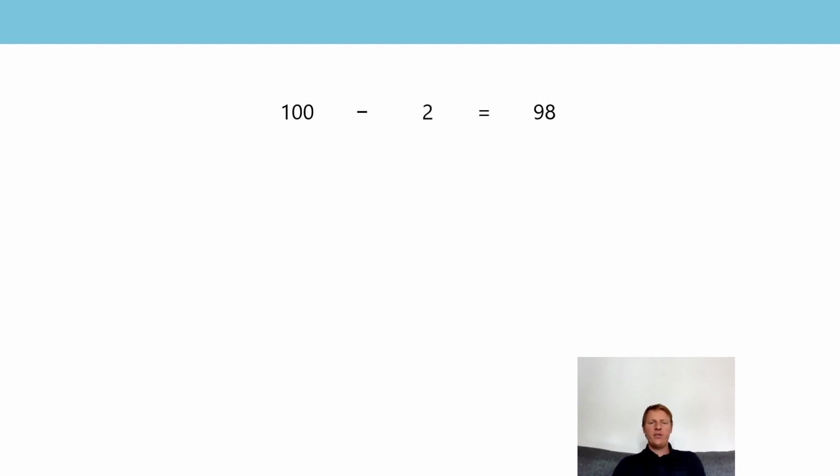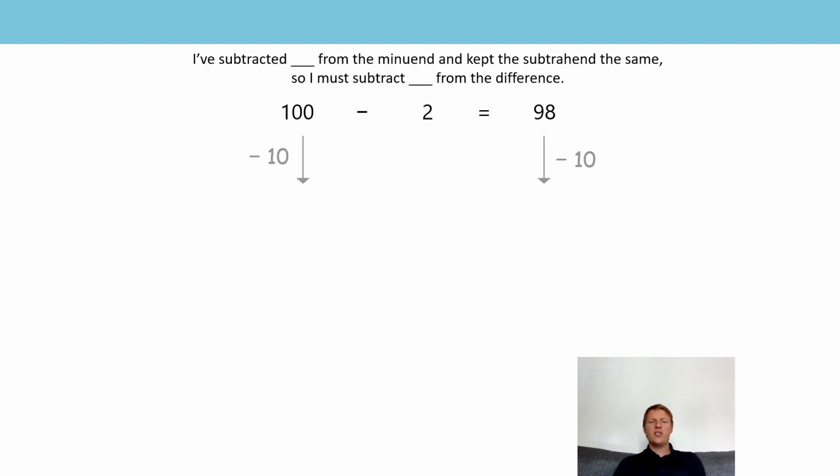Okay, let's look at that like we did before. Here's our first calculation. 100 subtract 2 is equal to 98. Did our minuend change? It did, didn't it? How much did it change by? What about our difference? How much did that change by? They both changed by the same amount, which was 10. So let's describe what's happened with our stem sentence. I've subtracted 10 from the minuend and kept the subtrahend the same, so I must subtract 10 from the difference.